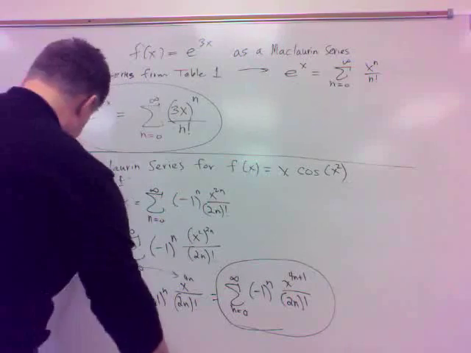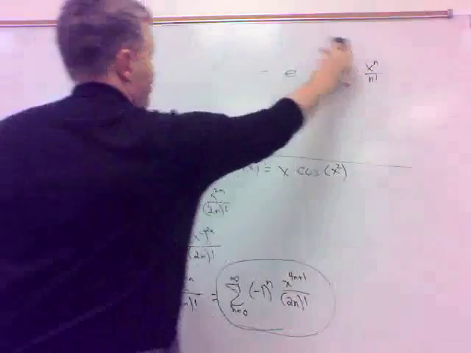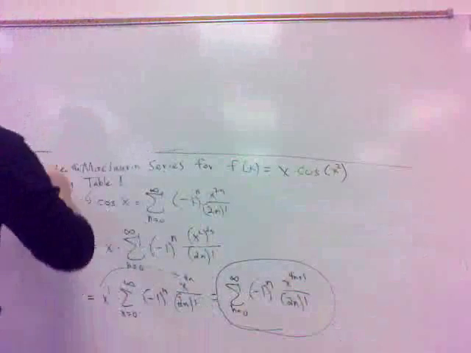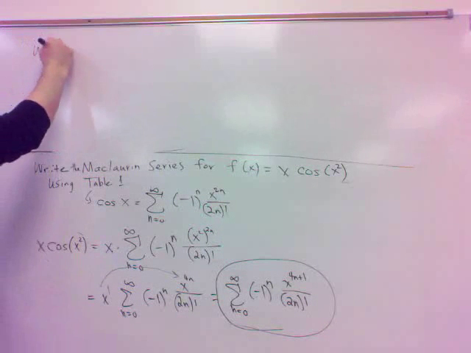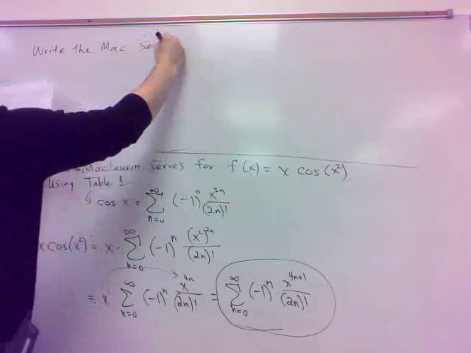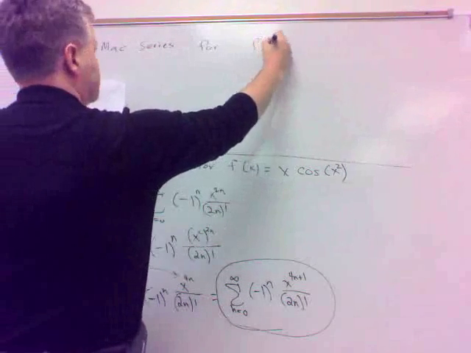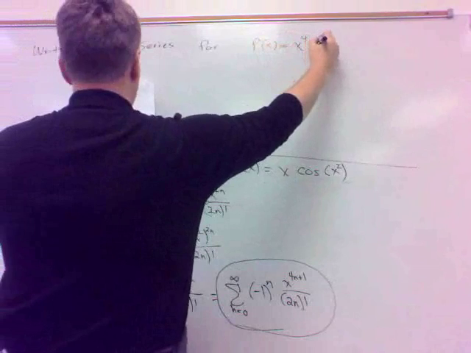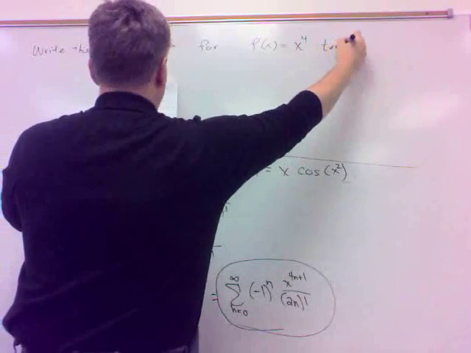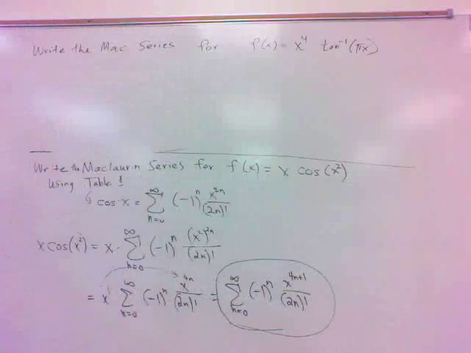Let's give it one more try on this one. All right, write the Maclaurin series for f of x equals x to the 4th times the tan inverse of pi x using table 1.